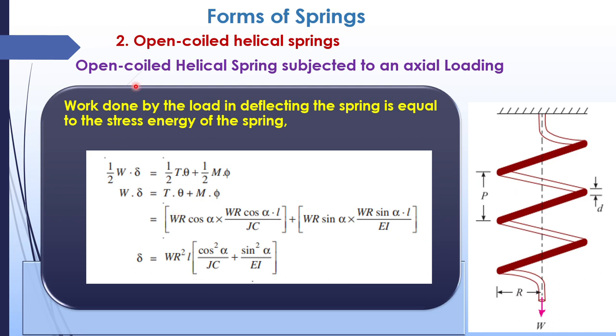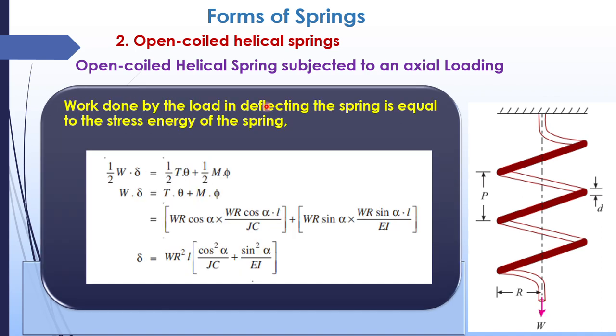Now work done. Work done is the total work done by twist as well as bending. So total work done is half W delta, which is equal to twisting work plus bending work. Twisting work is half T theta plus bending work is half M phi. So we have to provide the values of T, theta, M and phi. Finally you will get delta equal to WR square L into cos square alpha divided by JC plus sin square alpha divided by EI.